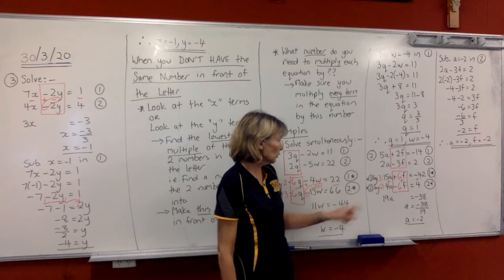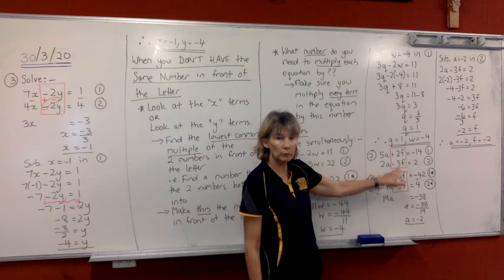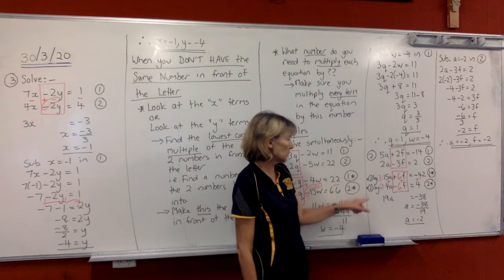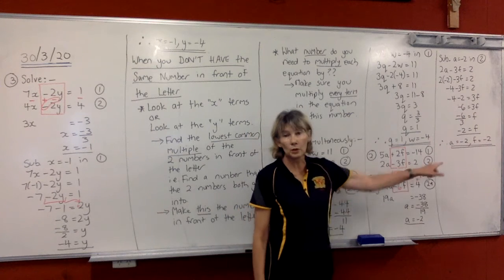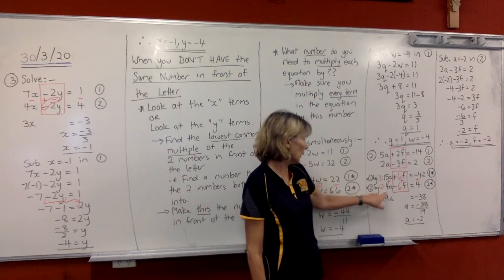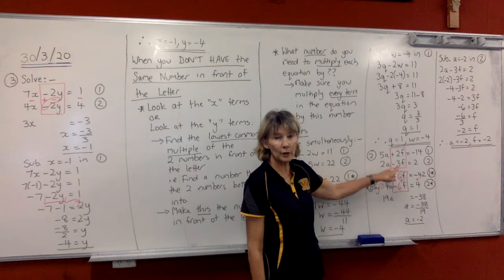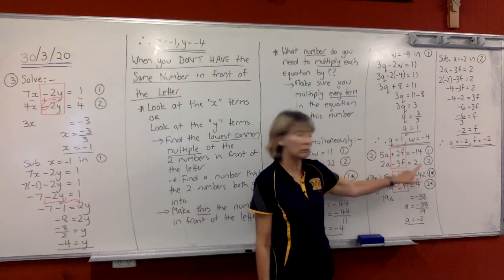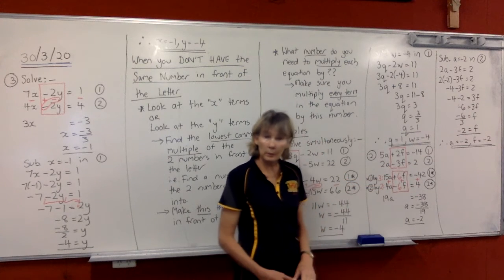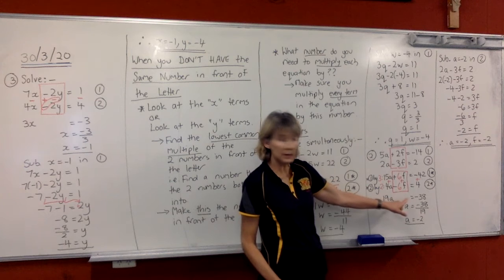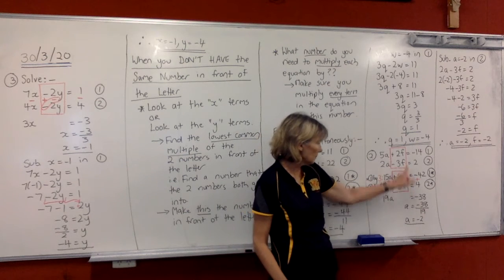In equation 2, what do we have to do to minus 3f to get minus 6f? We have to multiply by 2. So we're going to multiply by 2 right through the equation. 2a times 2, 4a. Minus 3f times 2, minus 6f. 2 times 2, 4. Then when they're all organised and we have a number the same in front of the letters, put the box around there.